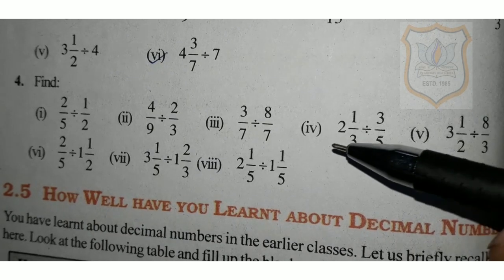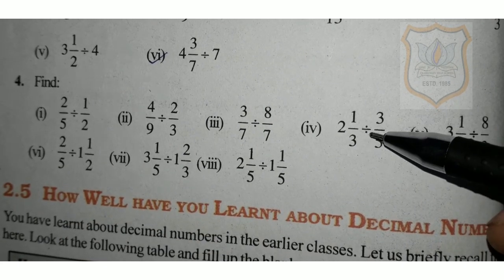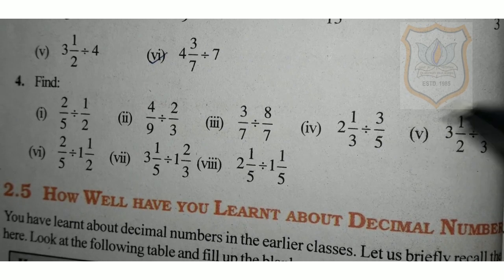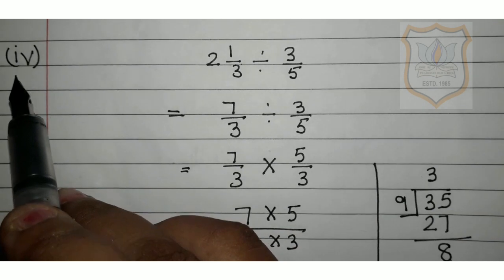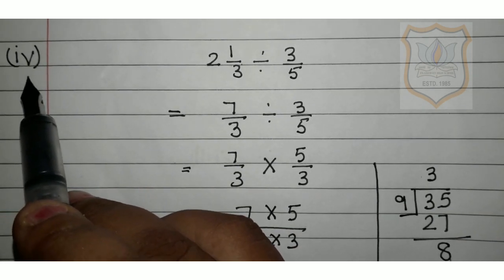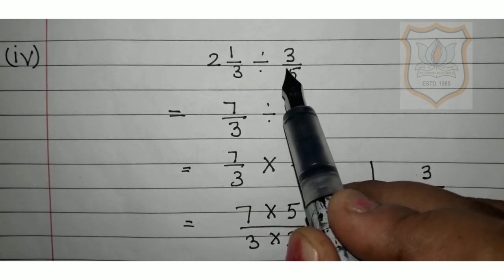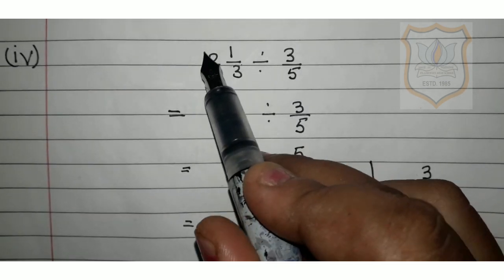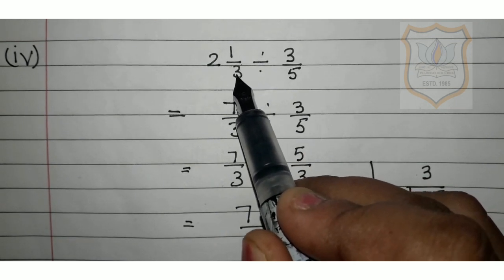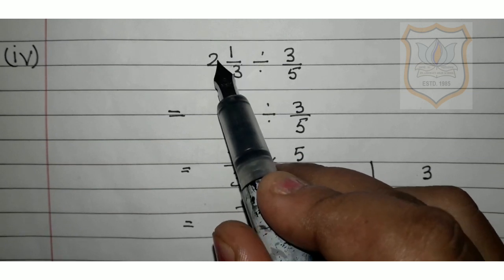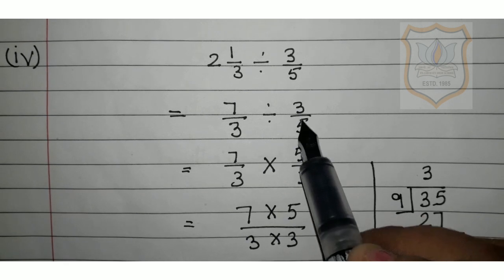Let's solve the fourth part of question number 4, that is 2 integer 1 upon 3 divided by 3 upon 5. First we will convert this mixed fraction into an improper fraction. For that we will multiply 3 into 2 plus 1. 3 2s are 6, 6 plus 1 is equal to 7 upon 3 divided by 3 upon 5.